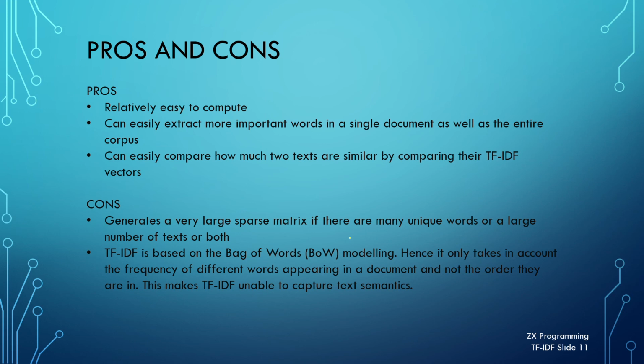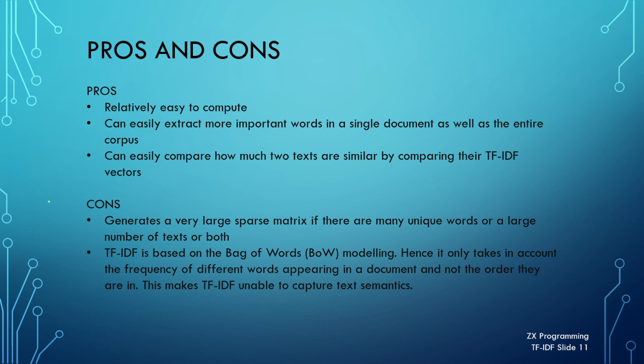The cons of TF-IDF include that it generates a very large sparse matrix, which can be an issue when the TF-IDF matrix has to be put into a machine learning algorithm as an input. It generates a very large matrix because it generates a column for every word that occurs in the dataset and a row for every data point.